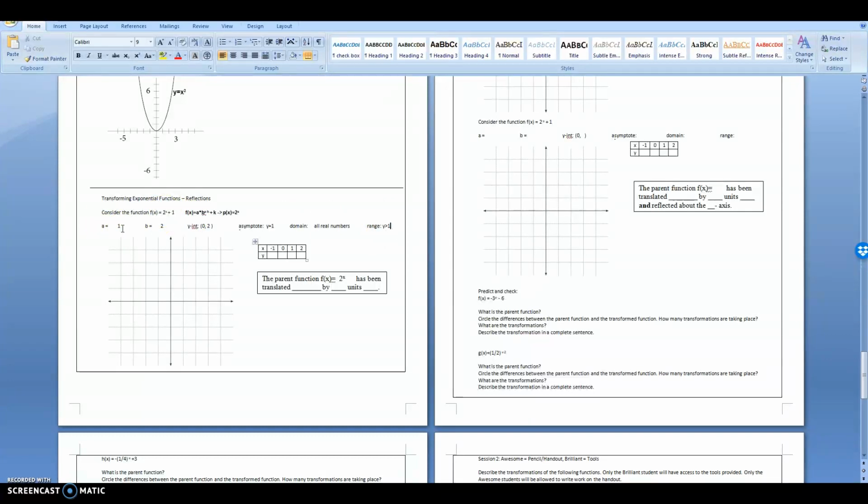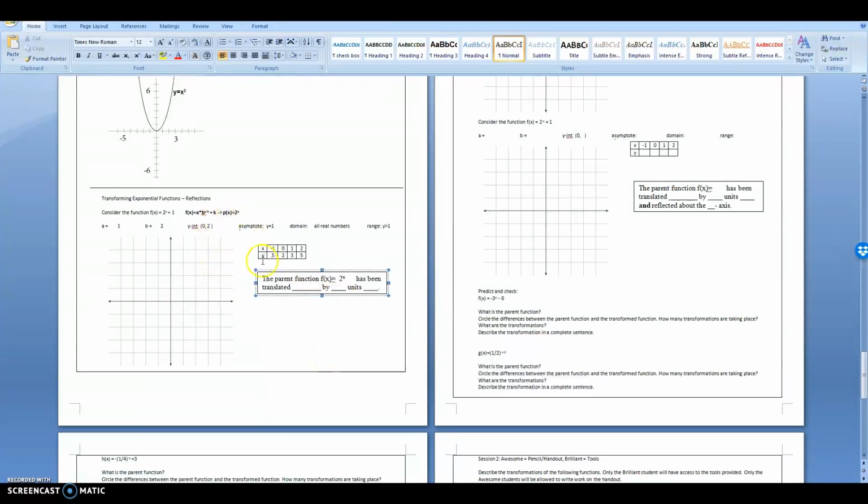Okay, so I guess I can fill this part in. 2 to the negative 1 is 1/2, plus 1 should be 1.5. 2 to the first power is 2, plus 1 is 3. 2 squared is 4, plus 1 is 5. Okay. Before I fill this in, do I feel comfortable writing this?